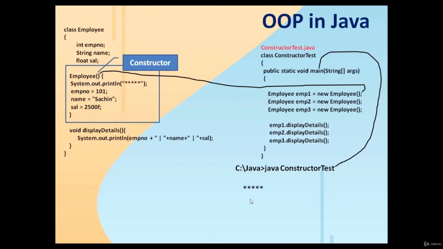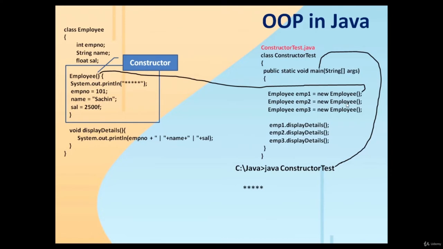The first line is System.out.println of star, so we are getting the value star first. Then emp1's empno becomes 101, emp1's name becomes Sachin, and emp1's salary becomes 2500.0. That is happening in the memory. It's not displaying anything. Now the next line of code, again object creation.